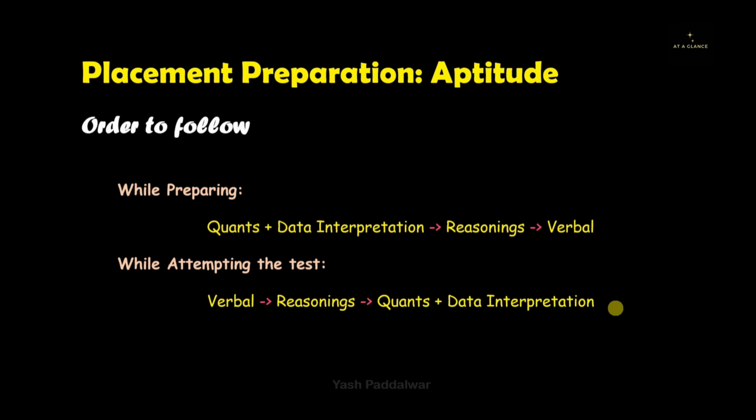This particular strategy will save a lot of your time, as well as it will also help you not to score less. Because if you start attempting from the quantitative aptitude section, it will take most of your time and there will be no time left for solving the verbal and reasoning questions, which will be a huge loss. So I hope the order to follow is clear to you all. This order will surely help you to have an efficient way of preparing as well as attempting the aptitude test.